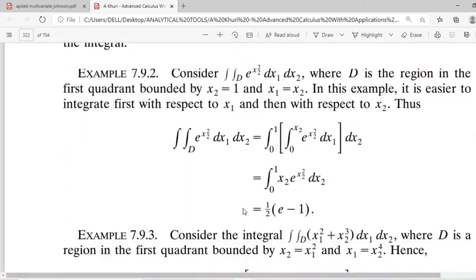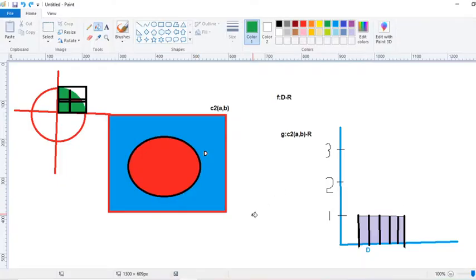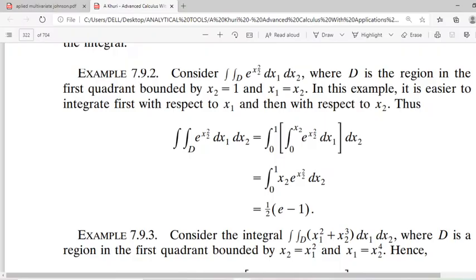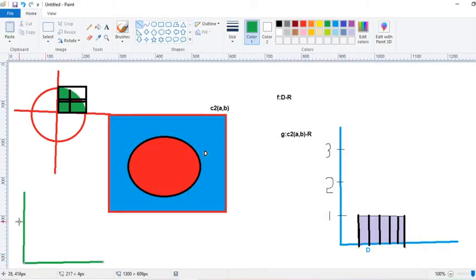You can read this. Another example: consider the double integral over D of e raised to x square dx, where D is the region in the first quadrant bounded by x2 equal to 1 and x1 equal to x2. So what is the region? Let us consider that region. What is x2 equal to 1? Yes, this is x2 equal to 1.